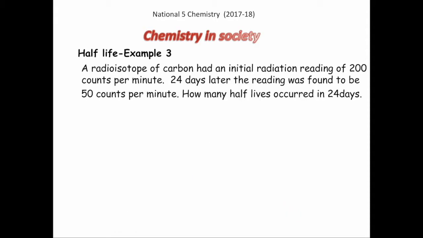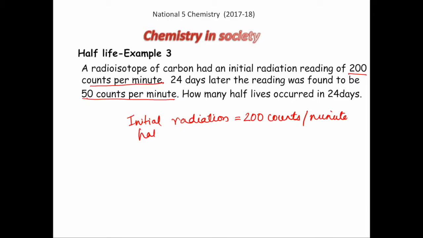A radioisotope of carbon had an initial radiation reading of 200 counts per minute. 24 days later, the reading was found to be 50 counts per minute. How many half-lives occurred in 24 days? So the initial radiation is 200 counts per minute.